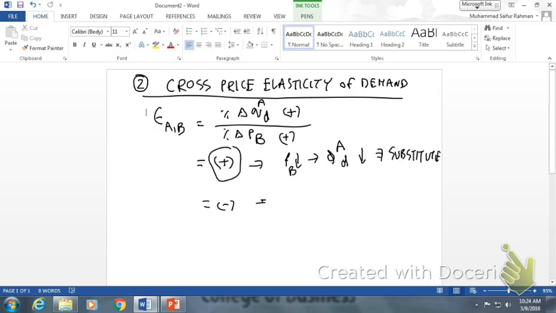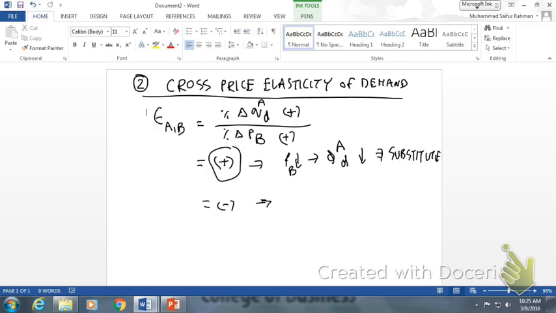The next one is when the goods are negative, when the cross price elasticity of demand is negative. Now, the cross price elasticity of demand can be negative in two ways, right? And in both ways, the sign of the denominator and the numerator has to be reversed.